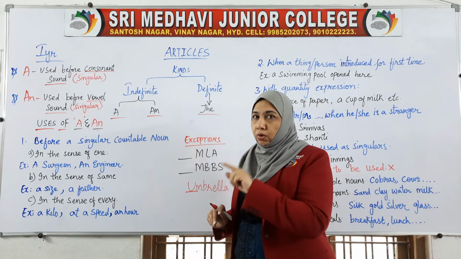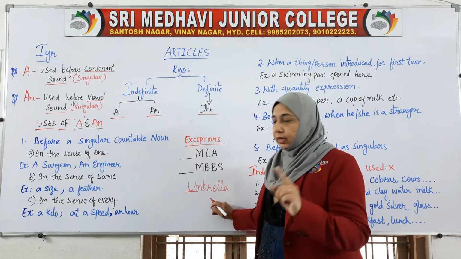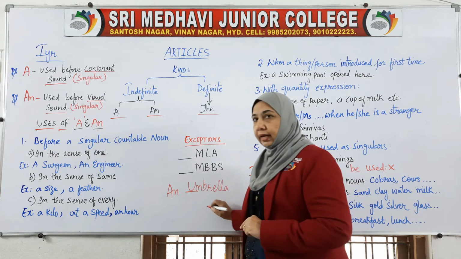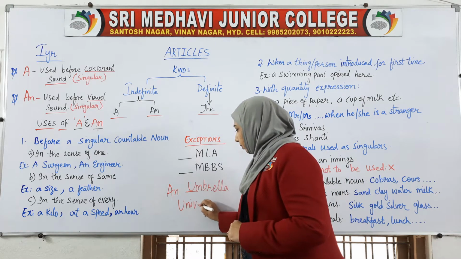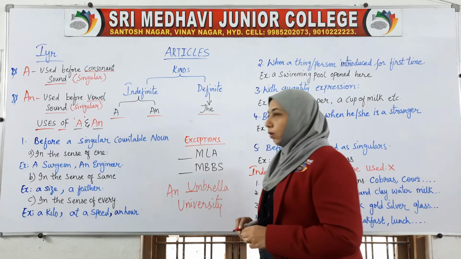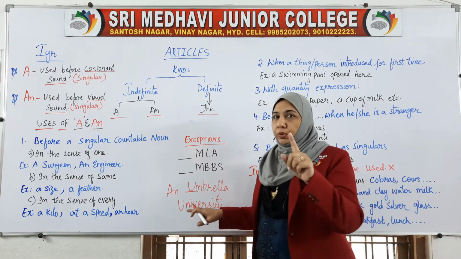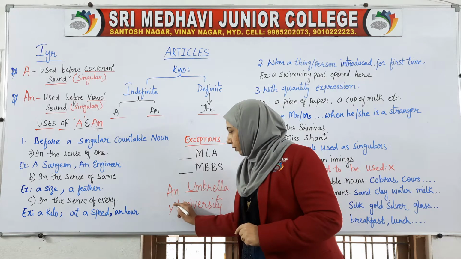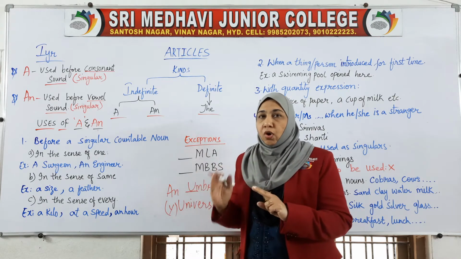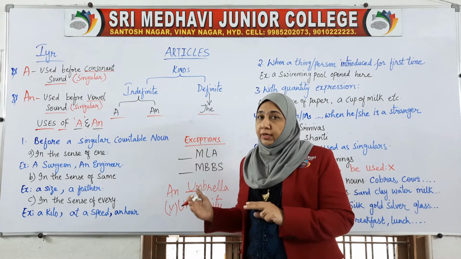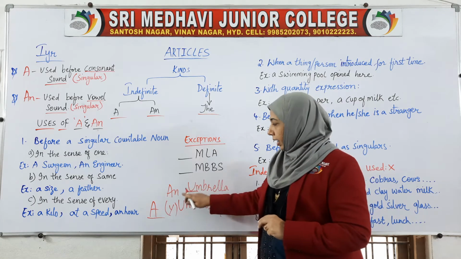A, E, I, O, U, all are getting the sound of a only. So when you are getting the sound of a, then you have to use an: an umbrella. And I'll use the same letter with a different pronunciation. How do you pronounce this? University. U here means you are getting the sound of ya. Ya is not a vowel sound. So what indefinite article do we have to use here? It should be a. A university, an umbrella.